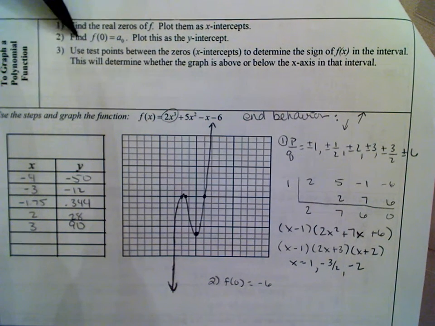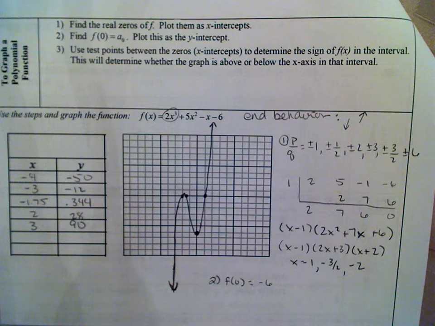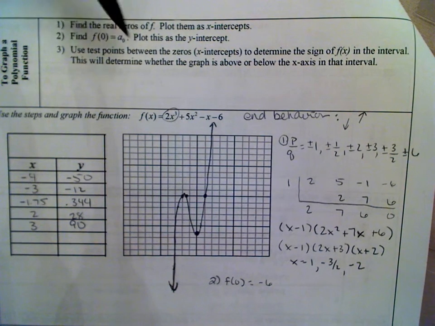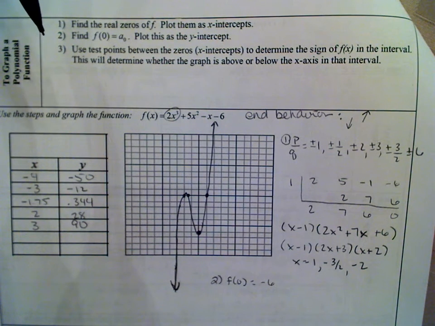Another great point to find is your y-intercept. What's the value when we plug in 0 for x? That's another point you have. And then once you have your x-intercepts and your y-intercept, pick test points between your zeros, or between your x-intercepts, to figure out the rest of the shape of the graph.